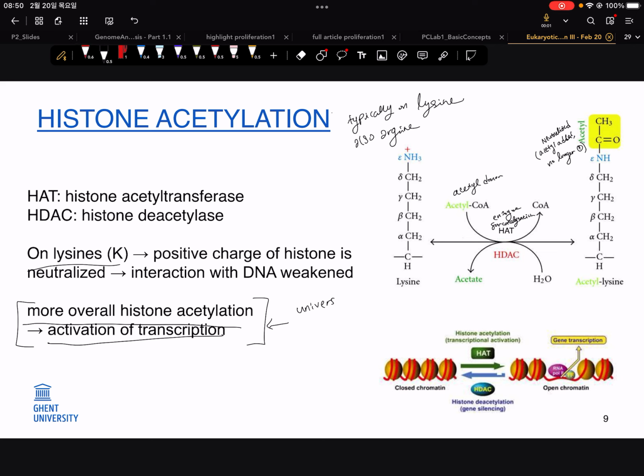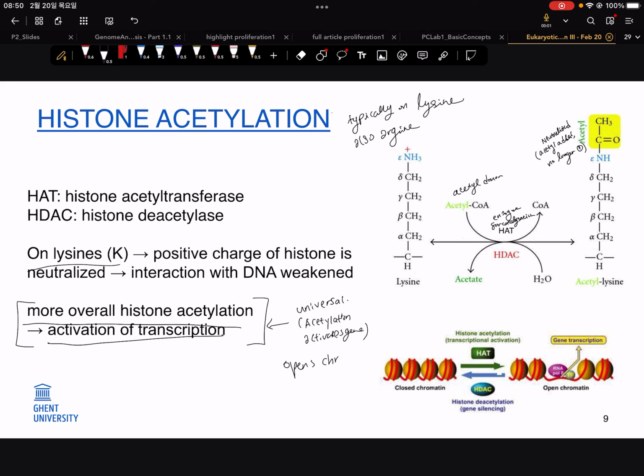I will also tell you that for the other histone marks, this correlation is not that clear. Acetylation is the one where we really see a very clear association. So histone acetylation has a very clear association with activated regions. So in euchromatin, you have a lot of histone acetylation.